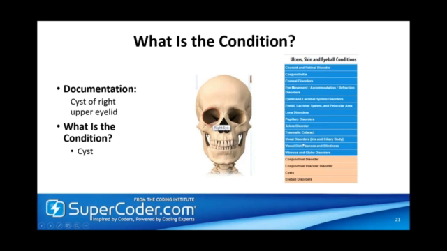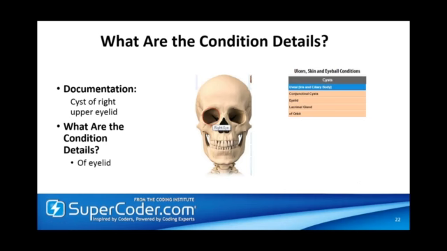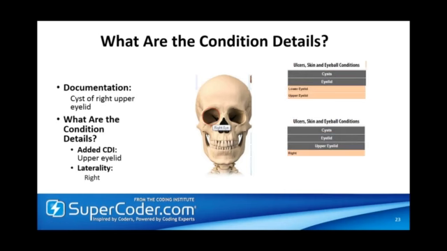Then from the cyst, we go into what are the condition details. So here we already know in our documentation it was the eyelid. From there, we pop up the specific details that we needed for the added CDI information, upper or lower eyelid. We've got upper, and finally our right that we probably already have in good documentation. And then now we've got our ICD-10 code.